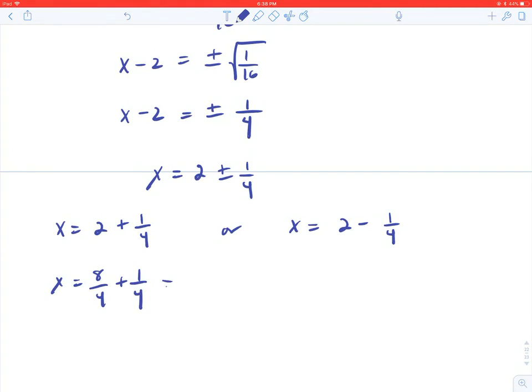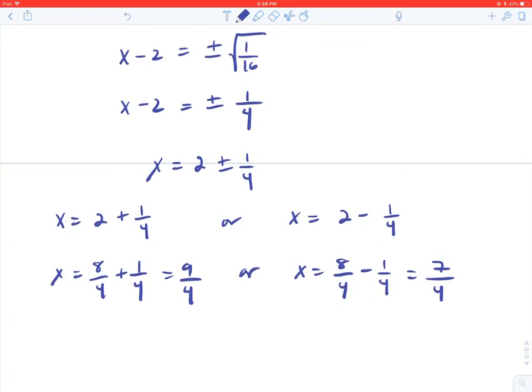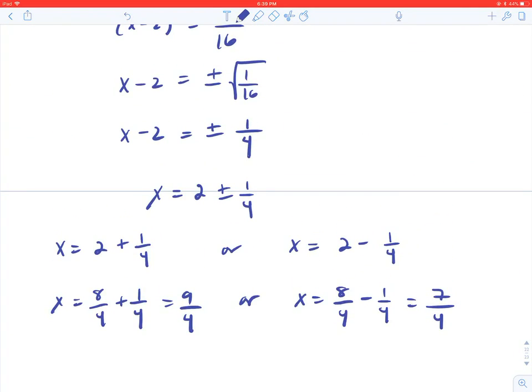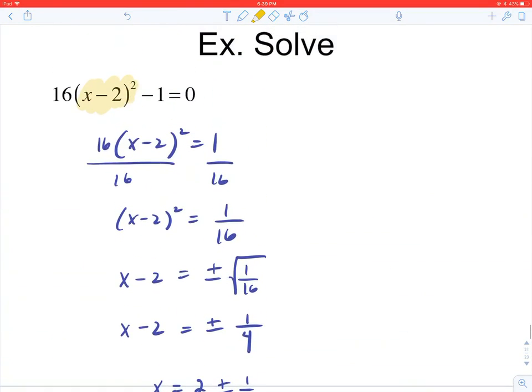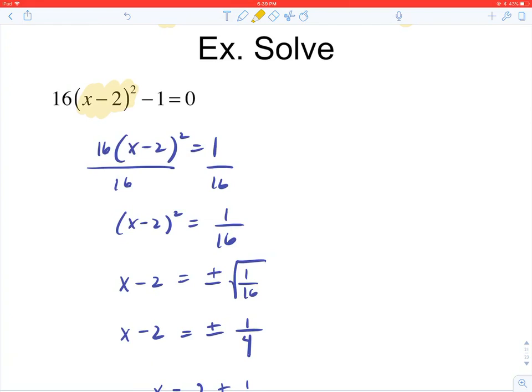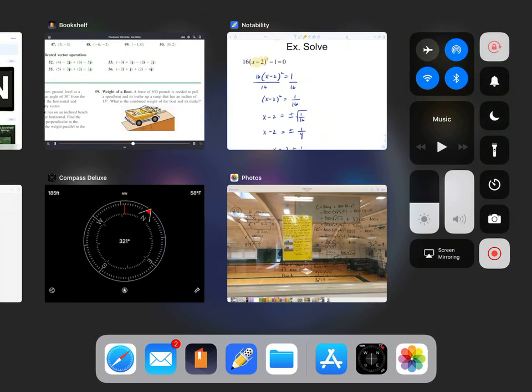Okay, getting a common denominator, that's going to be 8/4 plus 1/4, which is 9/4. Or 8/4 minus 1/4, which is 7/4. Okay, so our solutions for this equation are 9/4 or 7/4. So this is solving quadratic equations with square root method.